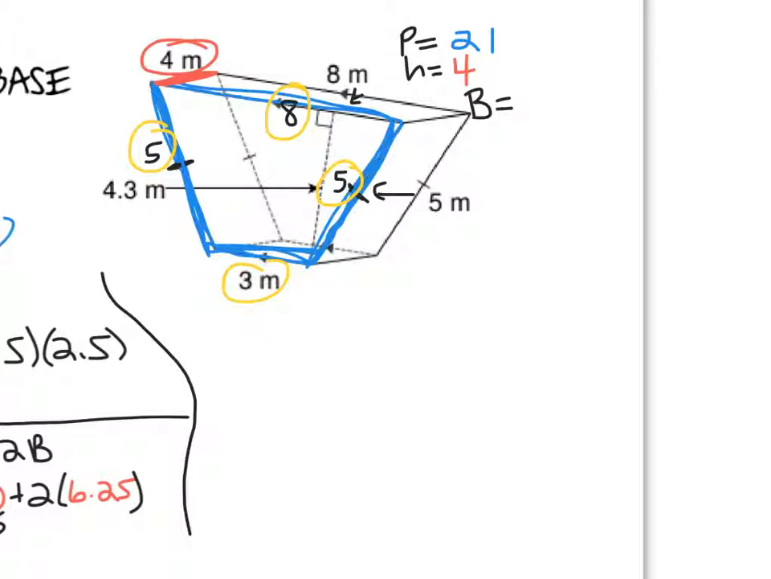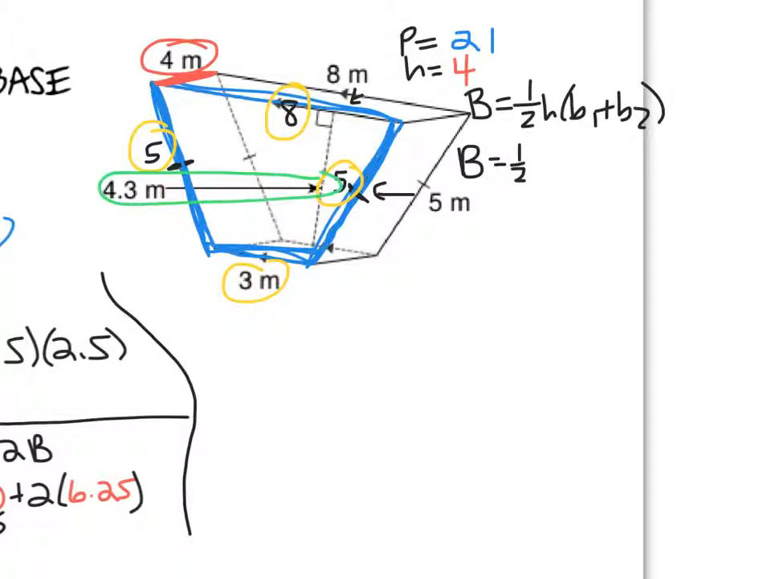And then I need my trapezoid formula, which is 1/2 height times b1 plus b2. And when I use this height, it's talking about the height of my trapezoid, which is 4.3. And then I have b1, I'm going to call that 8, and b2, we'll say 3, doesn't matter which one you call that. And I simplify all that, and I get that my area of my base is 23.65.